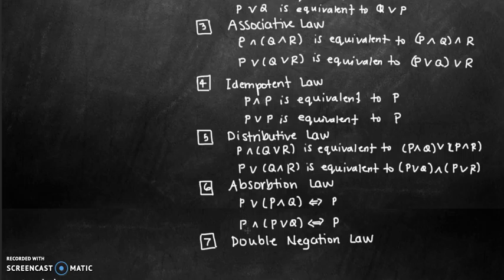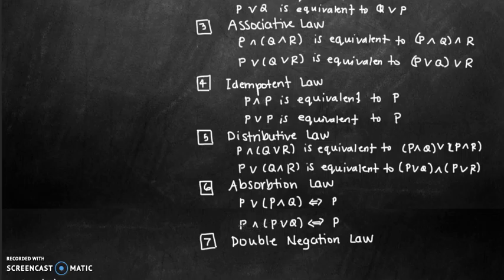So again, with the absorption law, with the and, same reasoning here. If P is true, then this part of the problem is going to be true. And if P is true in the parentheses, because we know that P is true, then this or statement overall is going to be true. So we have a true and a true, which overall is going to give us a true.